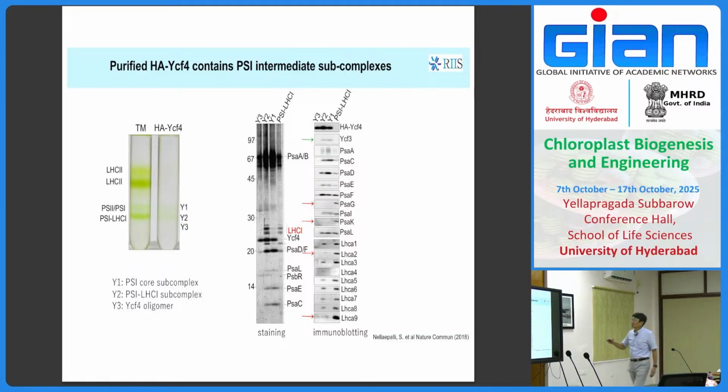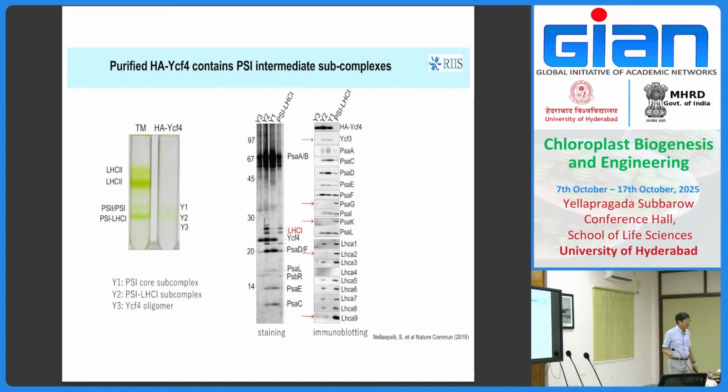But to confirm, we purified and separated. This is the thylakoid membrane. The thylakoid extract, solubilized with detergent, and the LHC2 band, the PS2 band, and the PS1-LHC1 band are separated. And with the HA-tagged YCF4 preparation, we see the green band here and here.